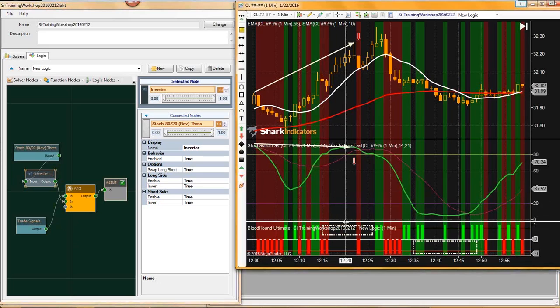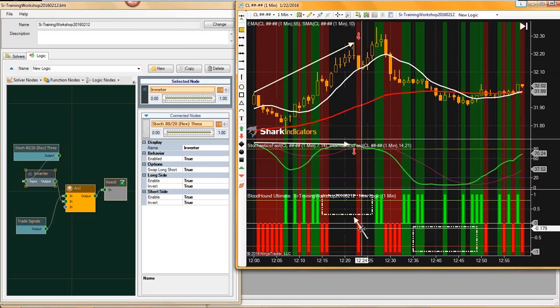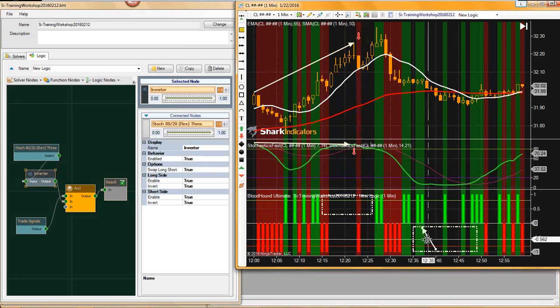Right, so if we look in this area, let me grab an arrow. Here we go. So if we look in this area, we'll see there are no long signals. There's no long signals in there, so the long signals were blocked. And then if we look in this area over here, we'll see that there's no short signals, and so all the short signals were blocked.